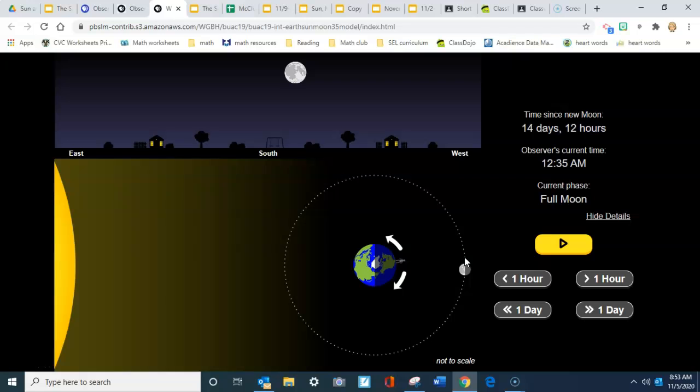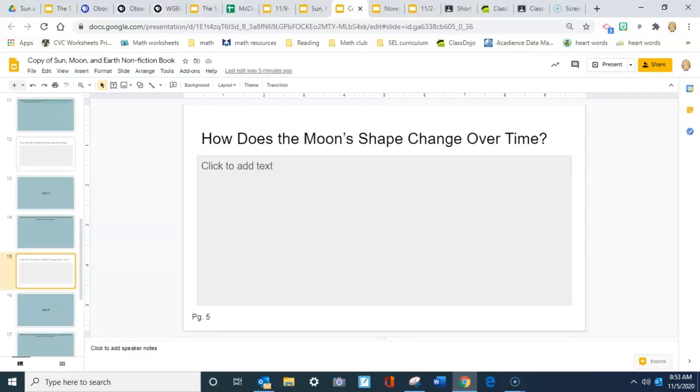So what we want to know for our sentence that we're writing is about the moon revolving around the Earth. And that's what makes it change its shape. So we only see the part that is lit from the sun as that moon revolves around the Earth. So I want you to write a complete sentence or two, and then make sure you add capitals and periods where they belong.